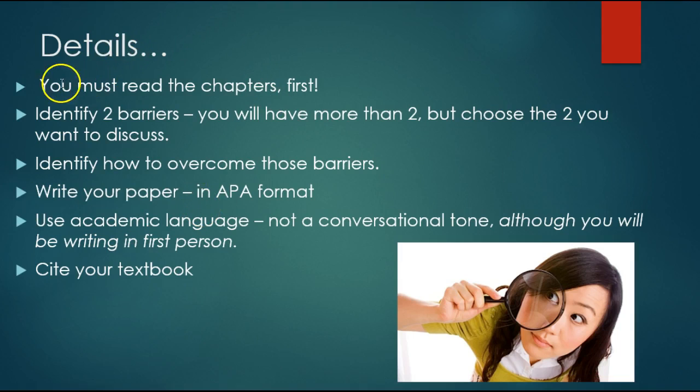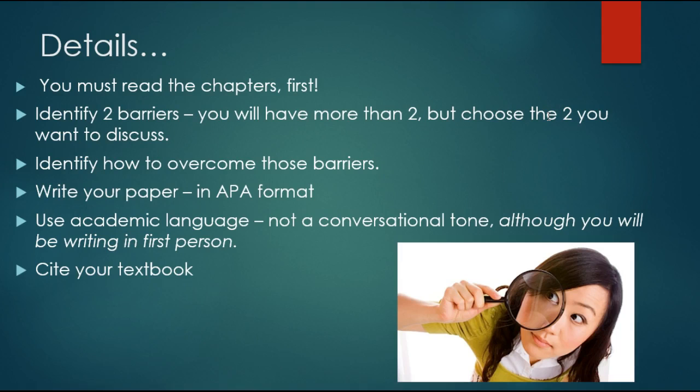Of course, you must read the chapters first. That's a given. You're going to identify 2 barriers from the reading. So identify 2 barriers. Chances are you're going to have more than 2. Actually, the book says we most likely have all of the barriers mentioned, plus there's zillions more that we have. But you're only going to choose 2 that you want to discuss. Now, I'll tell you, I would choose the 2 that I could write the most about, but you may want to choose the 2 that mean the most to you.